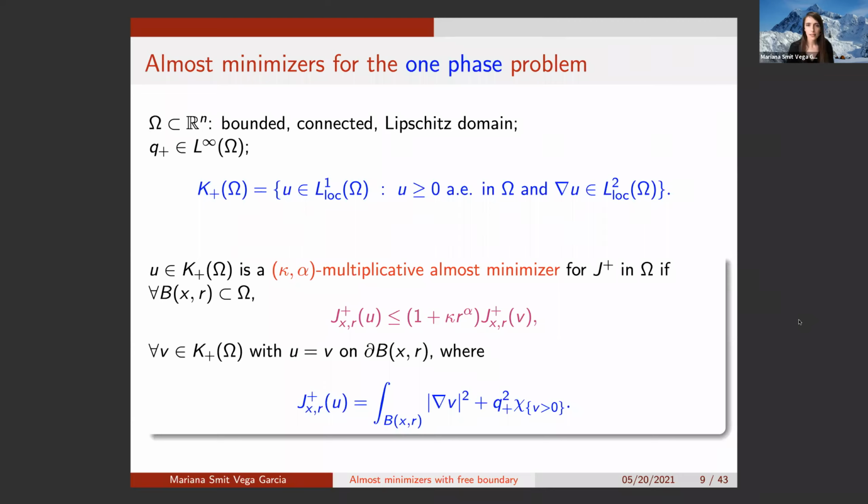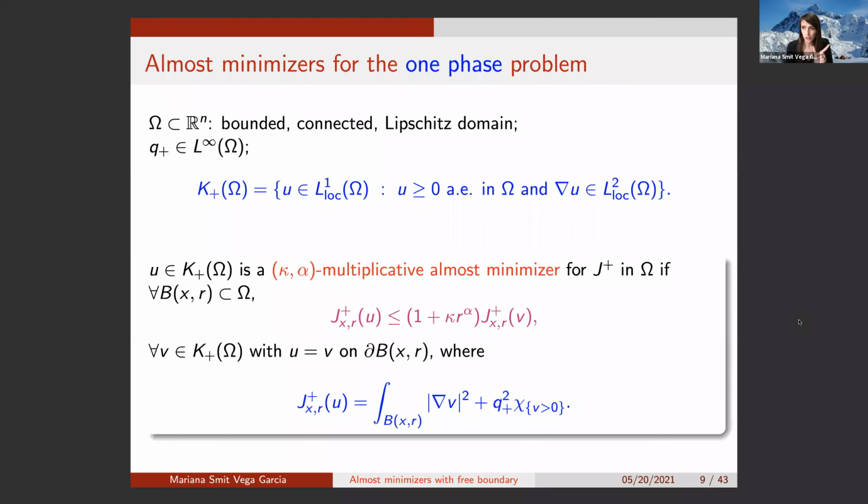So once more, let's start with the one-phase problem. So here we have our domain as before, bounded, connected, let's say Lipschitz. I'm going to have that function Q_+, let's say in L^∞, and our set of admissible functions are going to be functions in L^1_loc, which are greater or equal than 0 almost everywhere, for which the gradient is in L^2_loc.